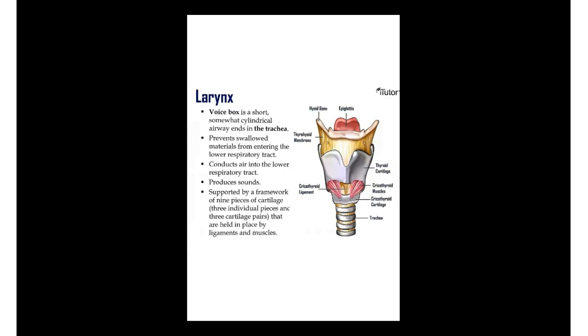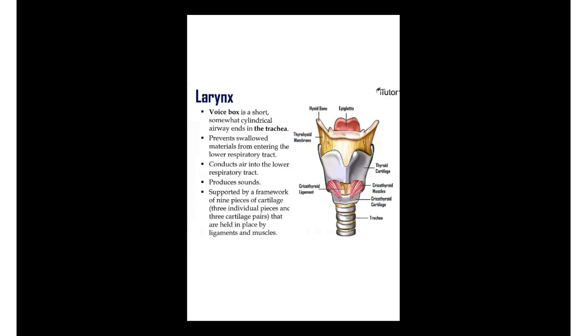The same thing happens with the human body. Different air levels and different frequencies are there, and when we utilize the voice box or larynx, they produce sound. So whatever we are speaking, it is because of this voice box and the resonance process that it produces the sound. It is supported by a framework of nine pieces of cartilage. So your larynx is made up of cartilage. It is not made up of bone.